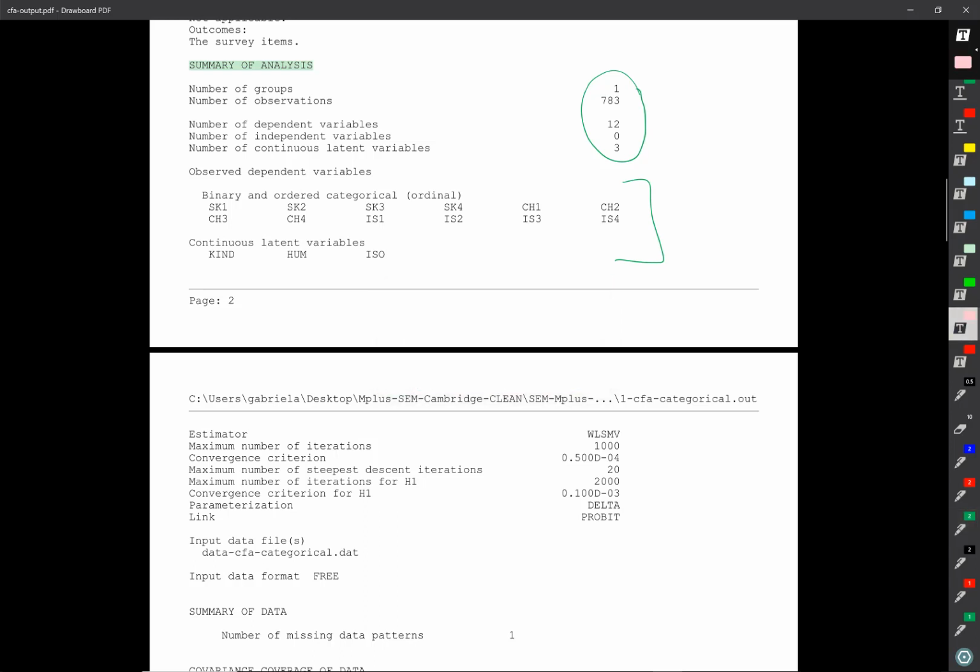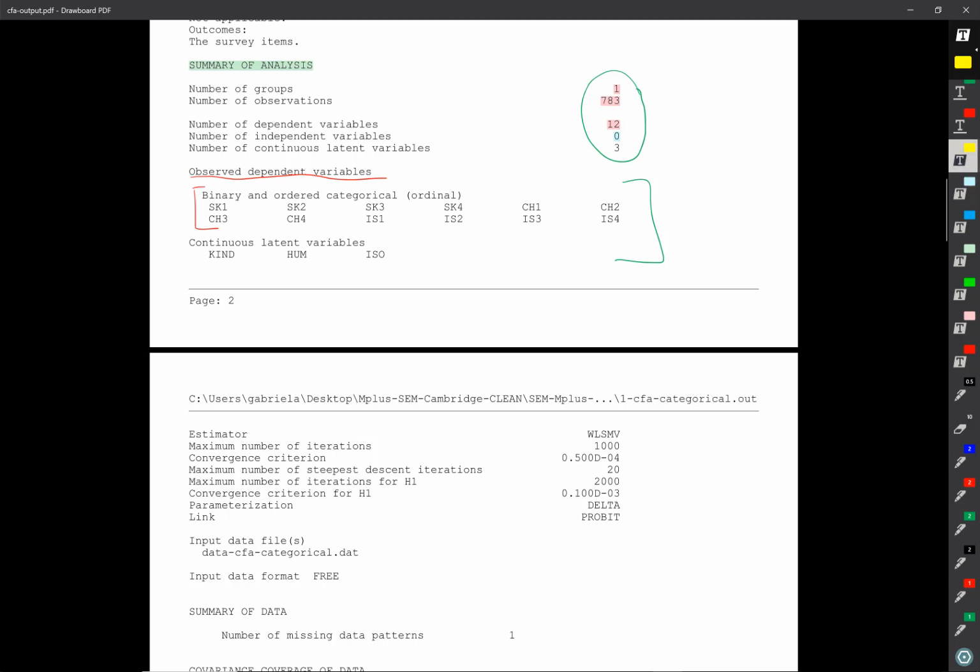Right, so we can see we only had one group and 783 people in our sample. We had 12 dependent variables because remember, the items are actually considered dependent variables here. So you get them listed here and you see they were listed as either binary or ordered categorical. We didn't have any actual predictors.